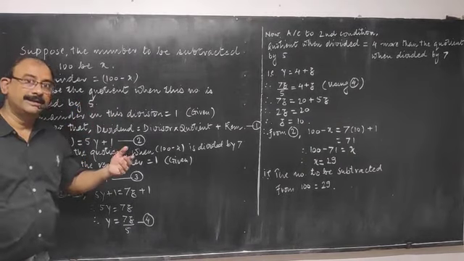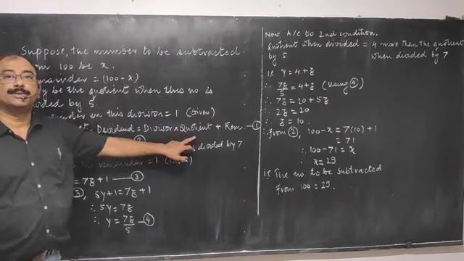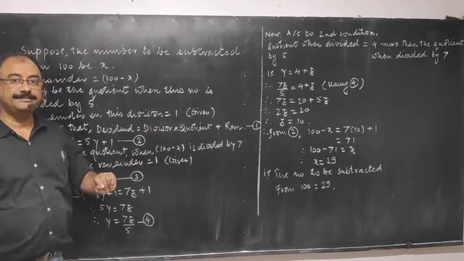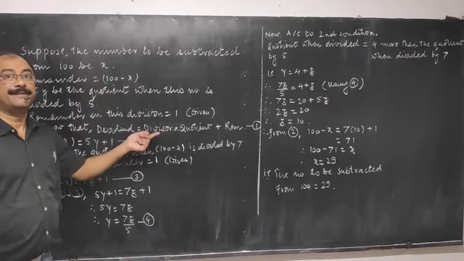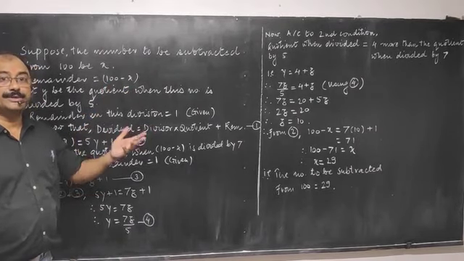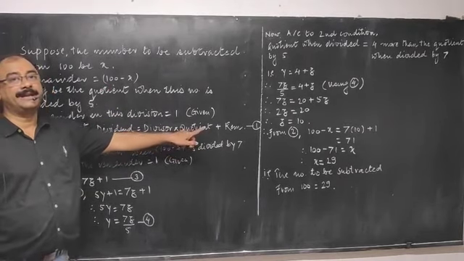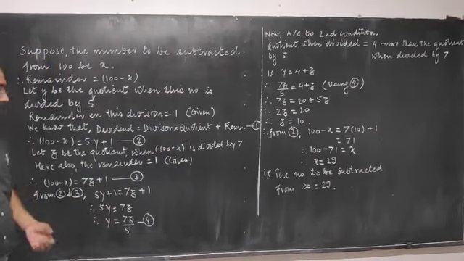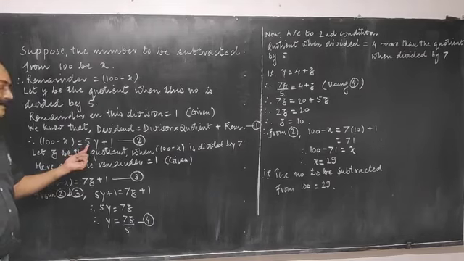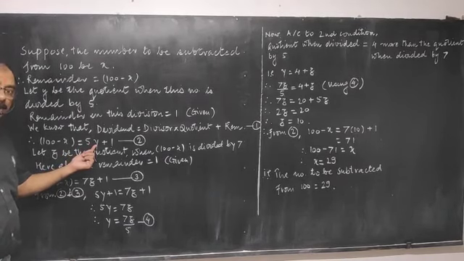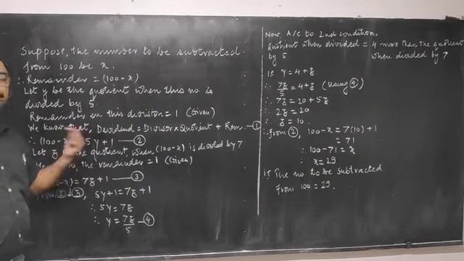Now we know that dividend is equal to divisor into quotient plus remainder. What is the dividend? This number. What is the divisor? 5, because we are dividing by 5. What is the quotient? We don't know. We have taken that as y. And the remainder is 1. So which equation do you get? 100 minus x, the dividend, is equal to divisor 5 into quotient y we took, plus remainder 1. So you get this equation: 100 minus x is equal to 5y plus 1.